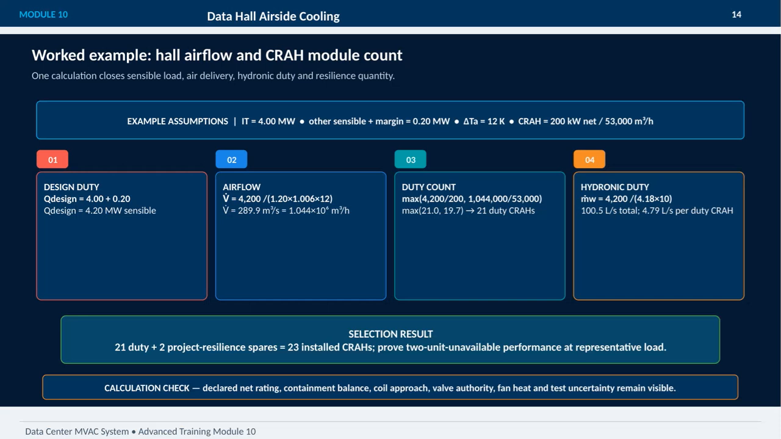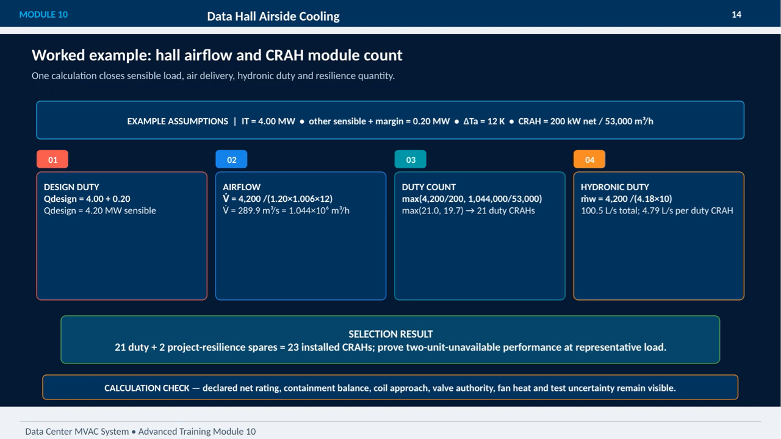Here we walk through a worked example to determine the hall airflow and the number of CRAH units needed for cooling. We start with our design sensible load, which combines the IT load of 4 megawatts with an additional sensible margin of 0.2 megawatts, totaling 4.2 megawatts. Using this load and the temperature difference of 12 Kelvin, we calculate the required airflow, which comes out to just over 1 million cubic meters per hour.